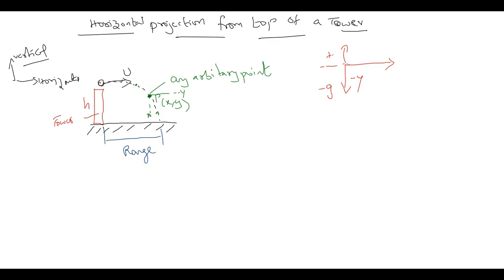Okay. Now when you are throwing here, this u will not resolve into any components because you are not throwing at any angle with the horizontal. If you are throwing with any angle with the horizontal, then it will resolve into two components. But you are throwing like this, so there is no resolution, because you are throwing along one particular direction.